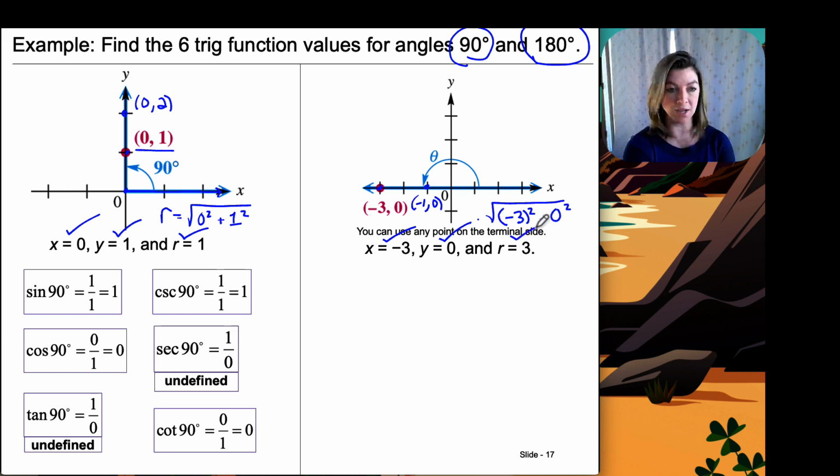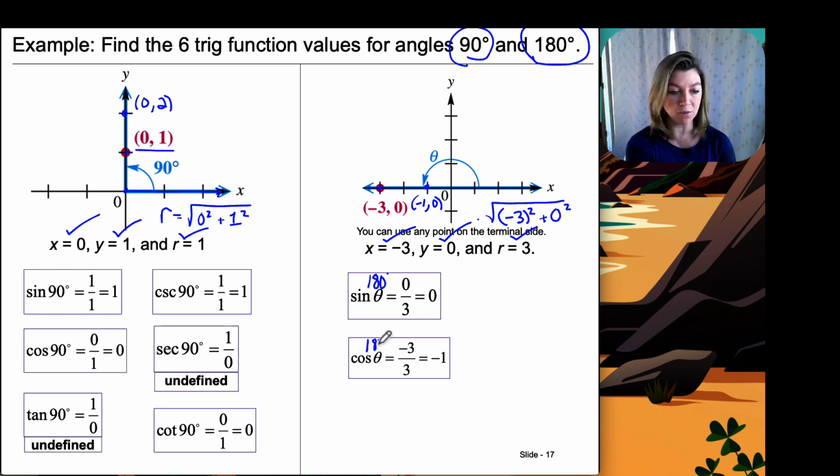Let's plug those in. Sine of 180 degrees, which is our theta, is equivalent to y over r, so 0 over 3, which is 0. Cosine of 180 degrees is equivalent to x over r, so -3 over 3, which reduces to -1. Tangent of 180 degrees is equivalent to y over x, so 0 over -3, which is 0.